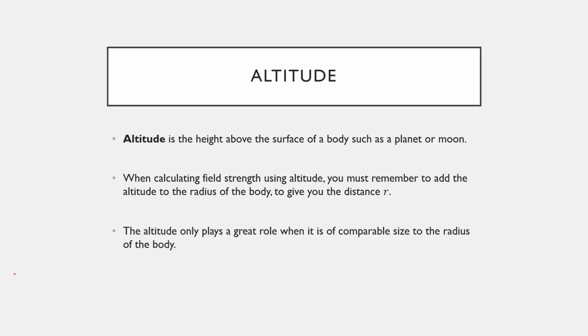Now, just before we start doing a few questions, the altitude is a way that some examiners can throw you off and trick you and make sure that you're paying attention. So I've got to look at what that means. The altitude is the height above the surface of a body. So it's the height above a planet or the height above a moon. It's not the distance from the center. The altitude is from the surface to a point somewhere above the surface.